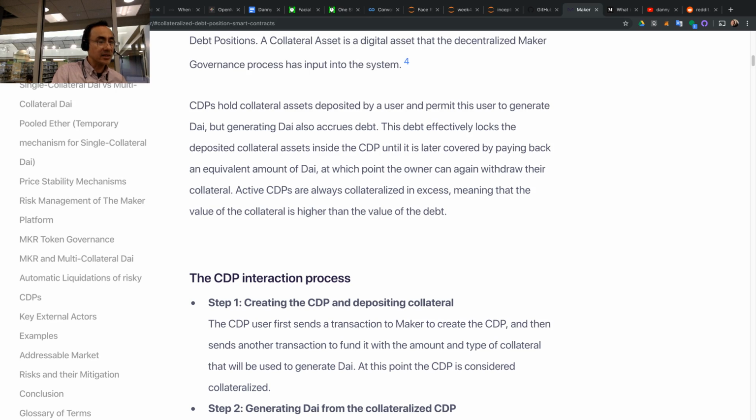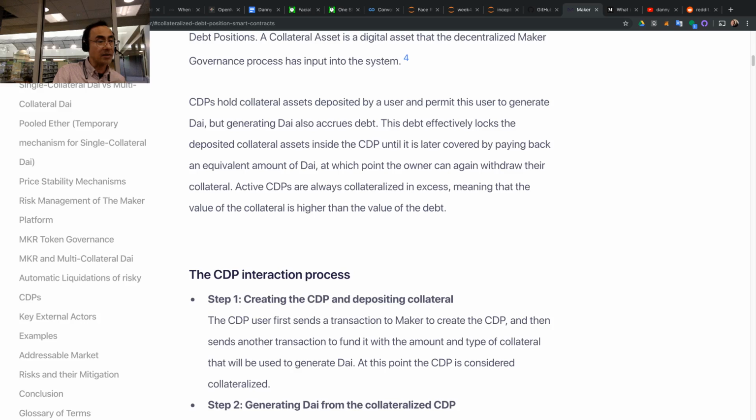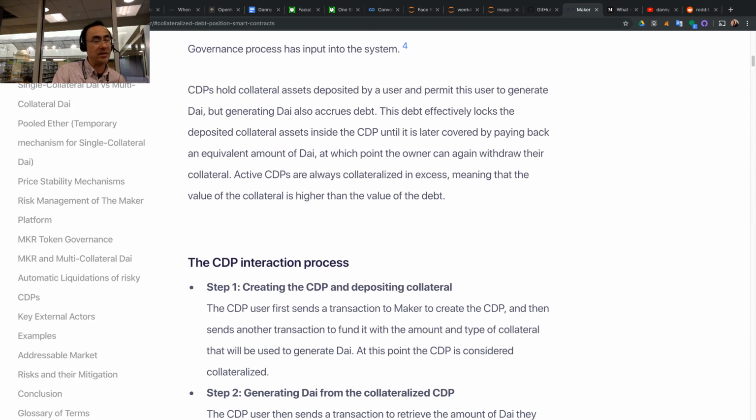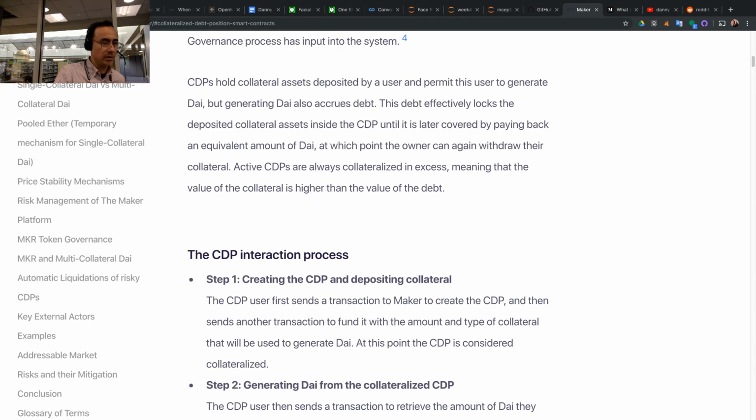This debt effectively locks the deposited collateral asset inside the CDP until it is later covered by paying back an equivalent amount of DAI. So you get the DAI as a loan after you collateralize your ETH, and your ETH is locked until you pay back your DAI. The same thing as what the bank does. At which point the owner can again withdraw their collateral. So after you pay back your loan, you can get your ETH back.